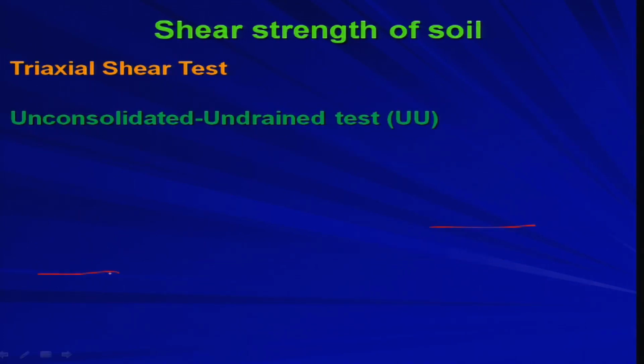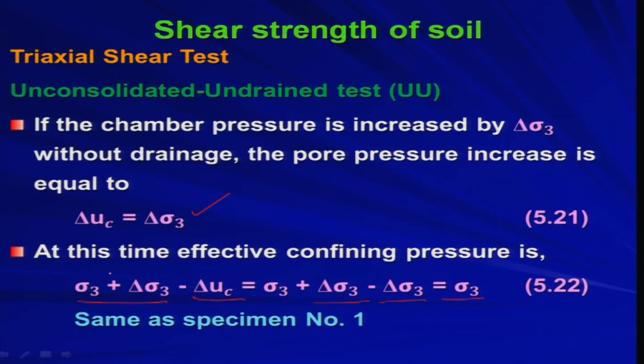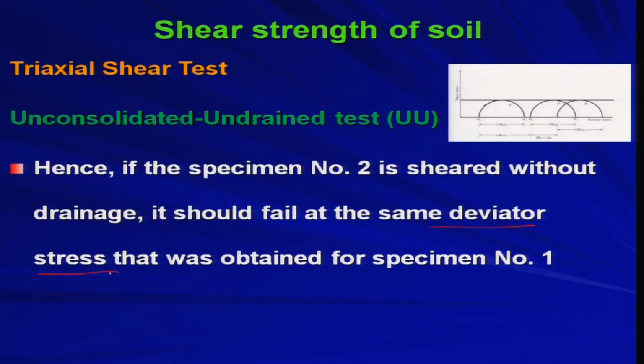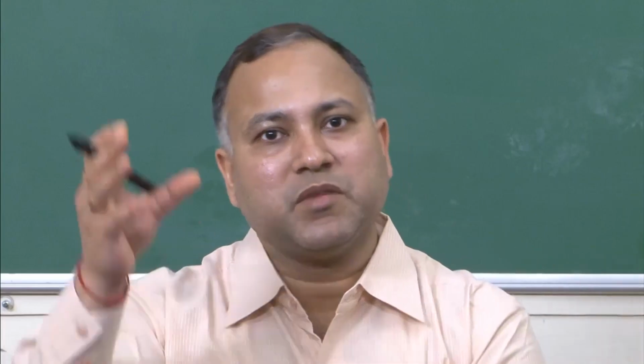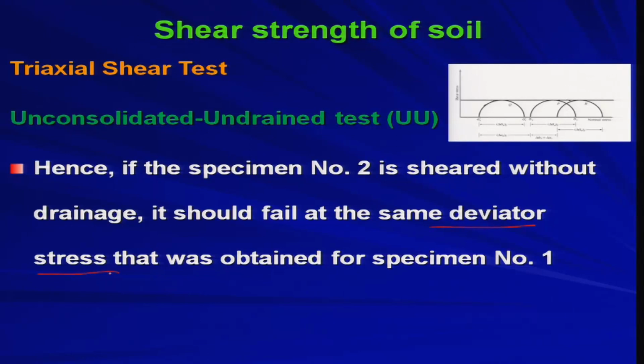Okay. So, in case of whatever we have discussed, if specimen number 2 is sheared without drainage, you are getting the same kind of condition as in the previous slide. The effective confining pressure was sigma 3, the same as for specimen number 1. Therefore, if specimen number 2 is sheared without drainage, it should fail at the same deviatoric stress, because you are taking different samples from the same soil, so it will exhibit a similar nature. The failure should happen at the same deviatoric stress that was obtained for specimen number 1.